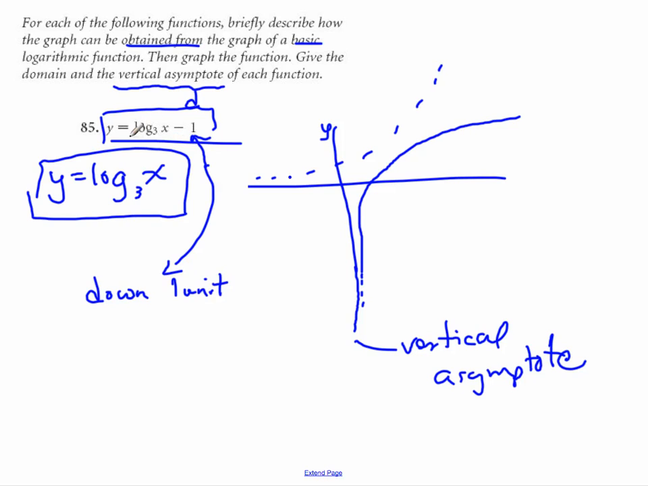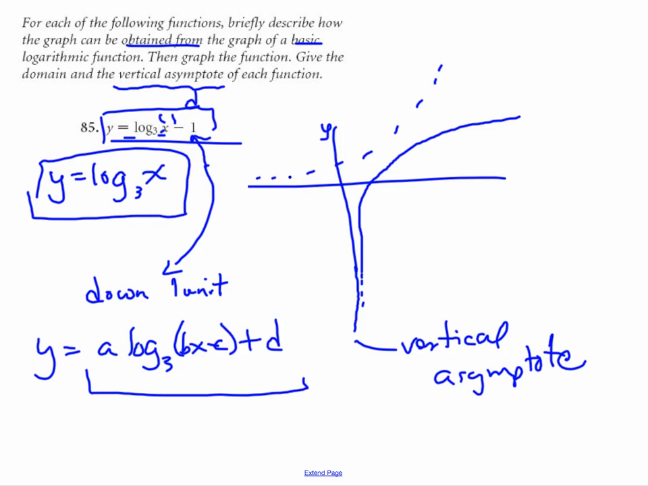Notice there's no other transformations. There's nothing out front. There's nothing in front of the x or right behind the x in brackets. Remember, this is where all those letters would be: log base 3 of bx minus c, plus d. That would be sort of the general function. And my minus 1 is in the d spot. So I just would have to take this same graph that I've got and move it down 1. So it would probably look something like that. So everything would be moved down 1.